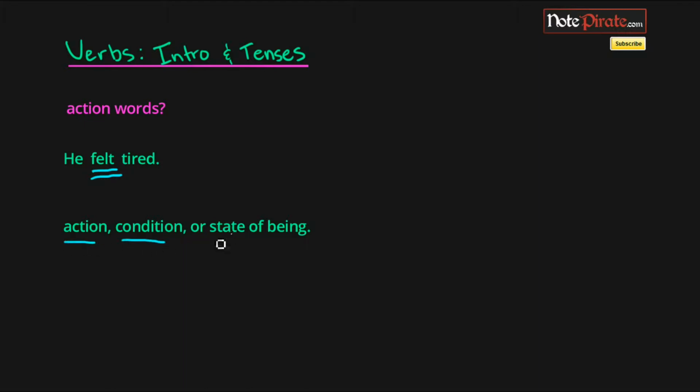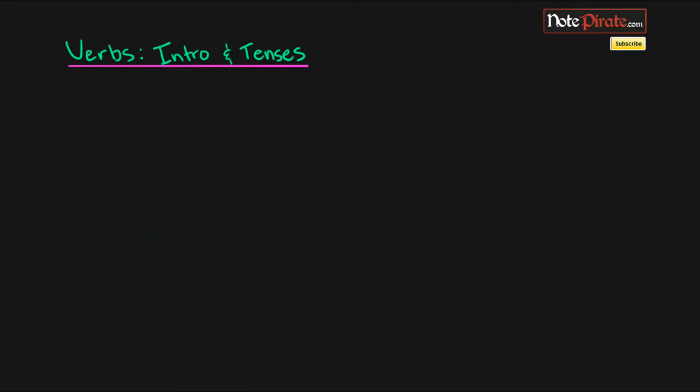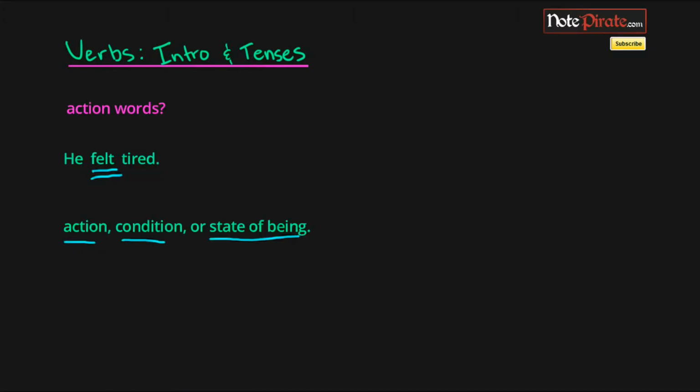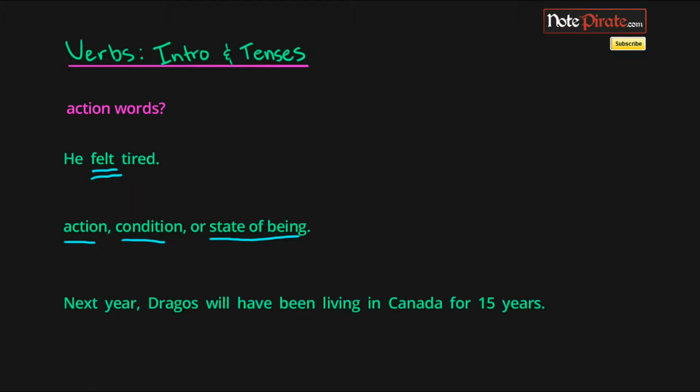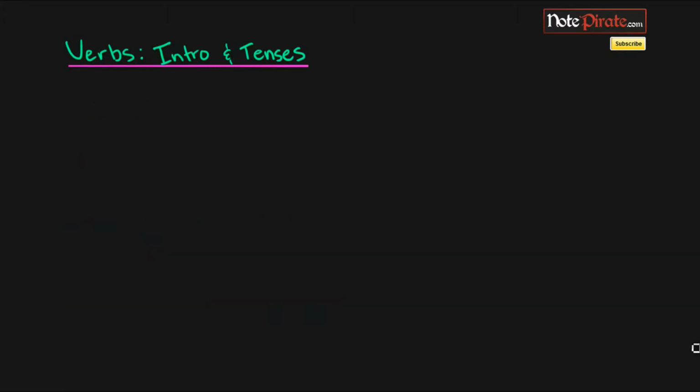Keep in mind, though, that verbs are very often made up of more than one word. For example, we could say, next year, Dragos will have been living in Canada for 15 years. Now, our verb here is will have been living. It's a long one. It's about as long as it gets, but keep in mind that verbs can often be made up of more than one word. So let's look at what a verb can include.